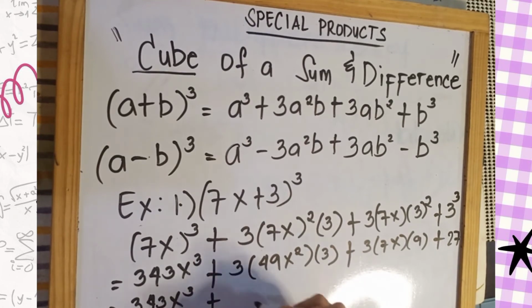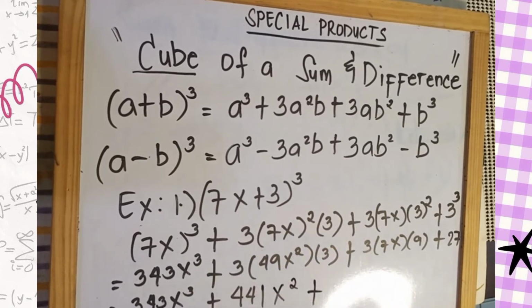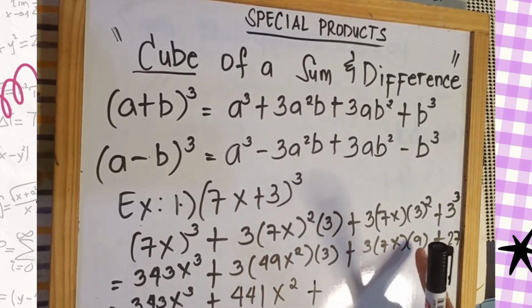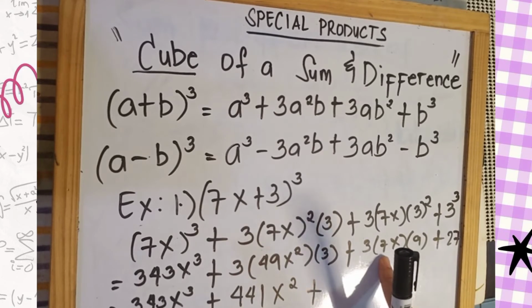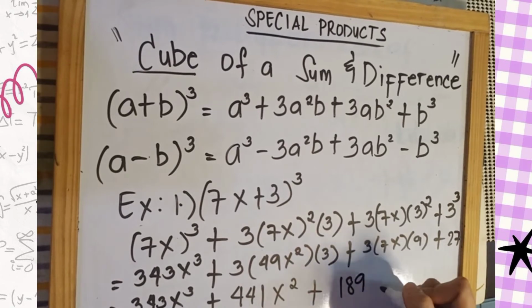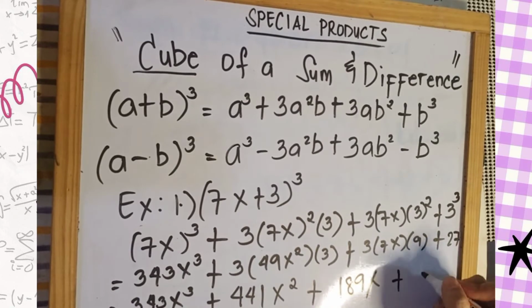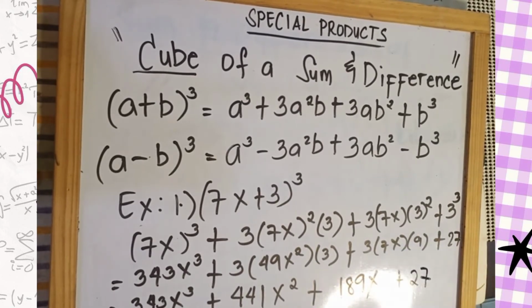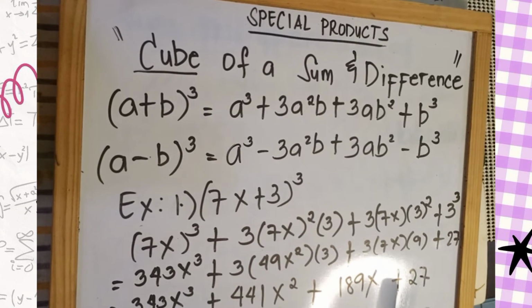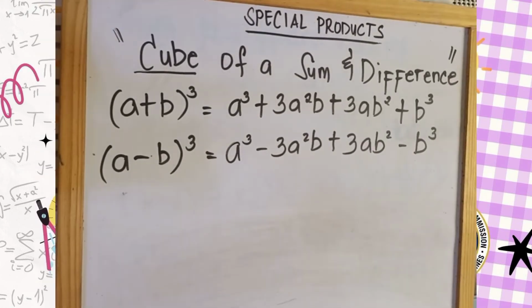Using our calculator, so that will be 441 x squared plus 3 times 7x times 9. So, 3 times 7 times 9. That will be 189x. And then, let's just copy our last term, which is 27. May maisi-simplify pa ba tayo dito? Wala na. So, therefore, this will become our final answer.